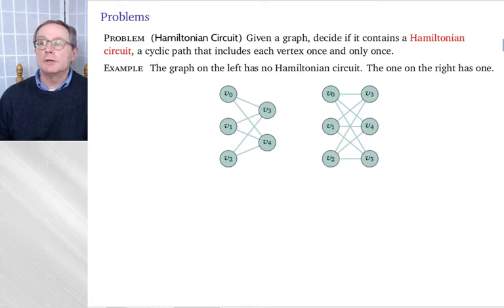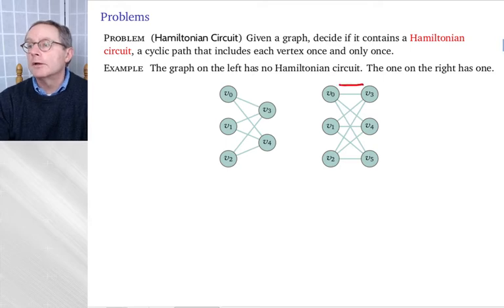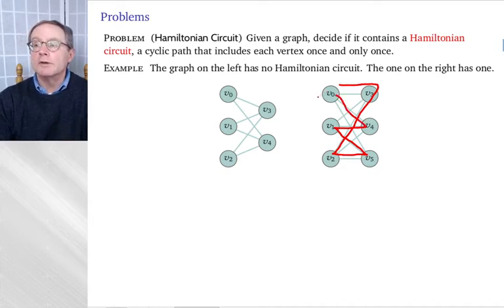The first, the Hamiltonian Circuit problem. Given a graph, decide if it contains a cyclic path that includes each vertex once and only once. So let's look, for example, at this graph here, and let me make it a red color so that's easier to see. I could go like so by going through that edge, and then like so, and then like so, and then like so, and then like so. So I've managed to include each vertex once and only once in a cyclic path.